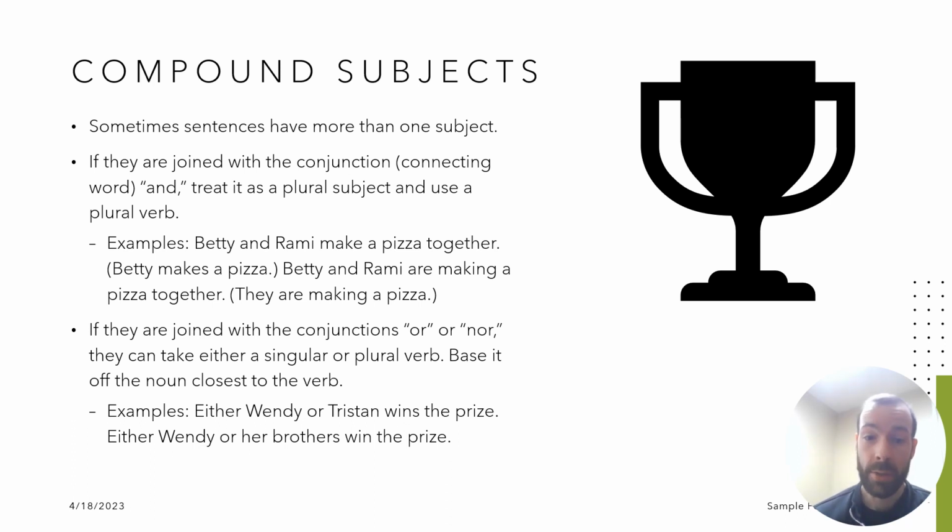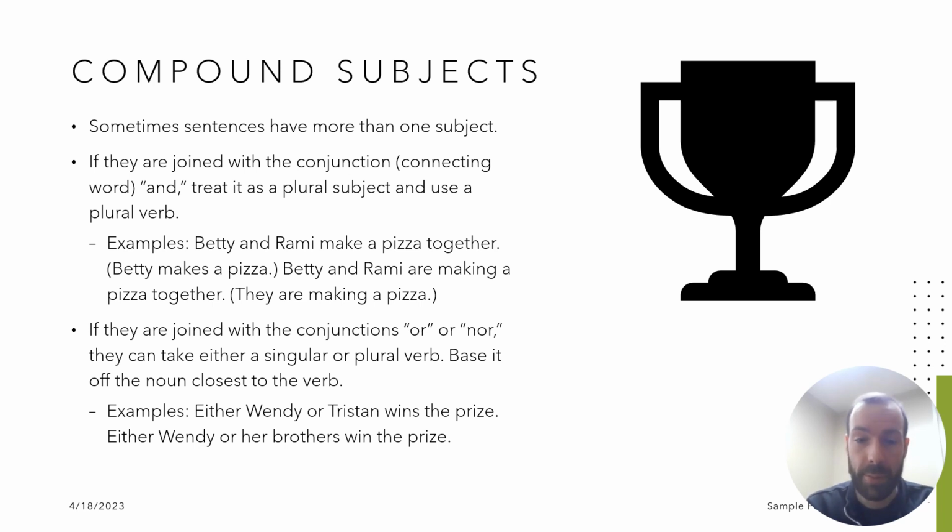So here we're using a plural verb. It does not have an S at the end. Even though Betty is one person and Rami is one person, we're talking about them together, which means we have a compound subject, and we're kind of acting as if it's a plural because we're talking about two individuals. So if we were just talking about Betty, we'd say Betty makes a pizza, and that is a singular noun, Betty, with a singular verb, makes. Betty makes a pizza.